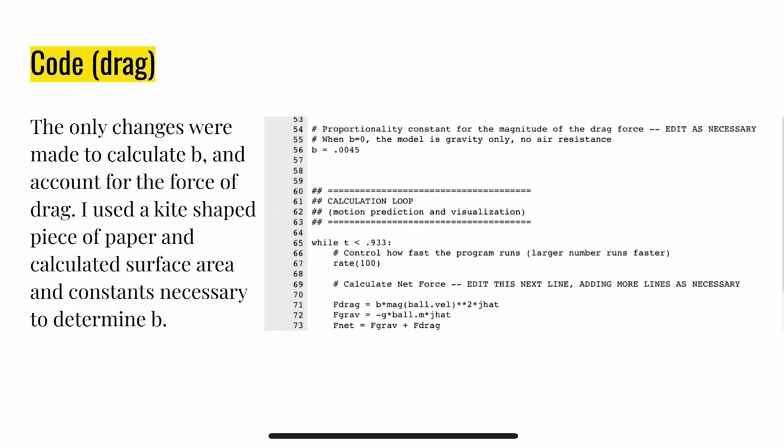So for the computational model that does include drag, the only changes that were really made were to calculate B, where we found the surface area of the piece of paper and a couple of other constants to calculate the proportionality constant, and we see that integrated in line 56, where B equals 0.0045. And then those physics principles are, again, being applied down at the bottom, where F net is equal to the force of gravity and the force of drag acting together, and we do have to account for that drag.